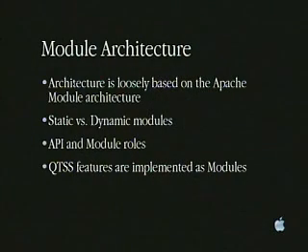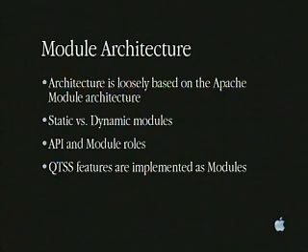So let me talk a little bit about the module architecture. For those of you who are familiar with the Apache web server, our module architecture is very loosely modeled on that architecture. The concepts are the same, but the details are different. In other words, the implementation is completely different, but the overall concepts are the same. There are two types of modules, static and dynamic. A static module is compiled in with the streaming server source code itself. So when you build the server, you have to compile in a static module.